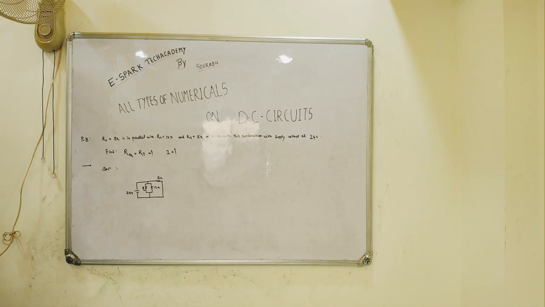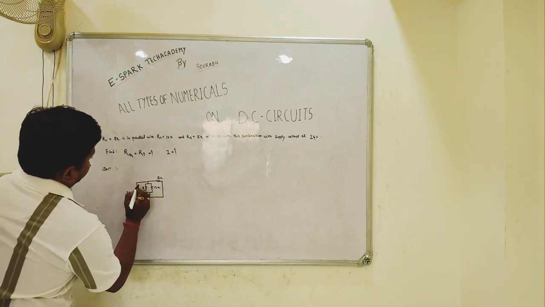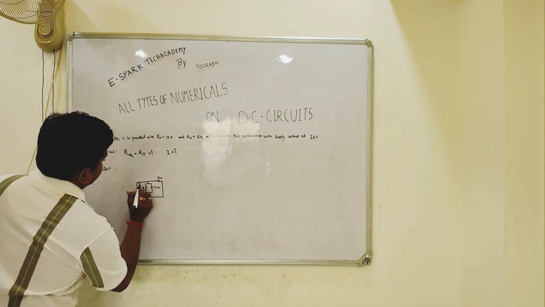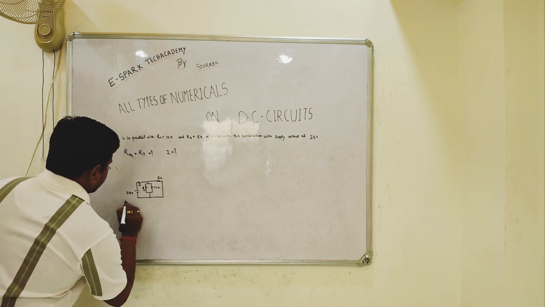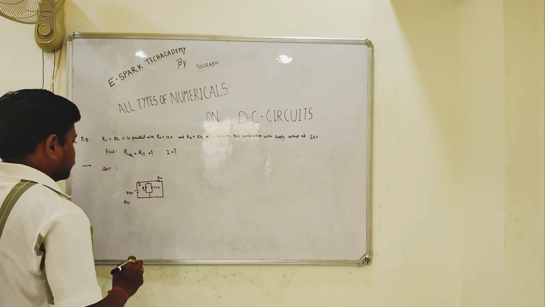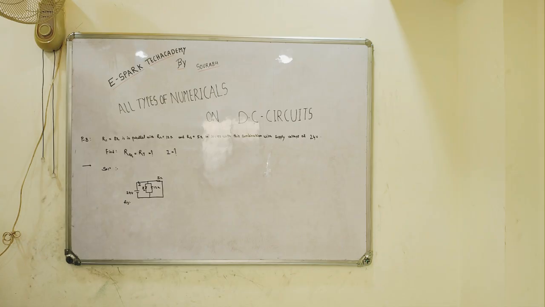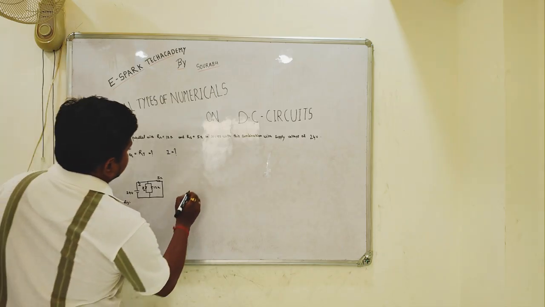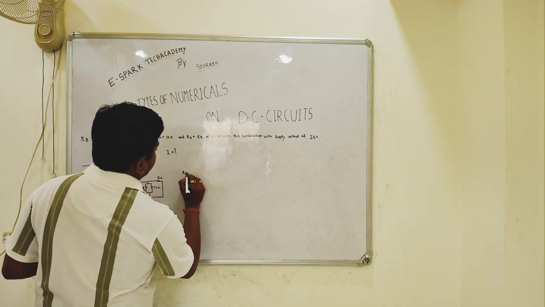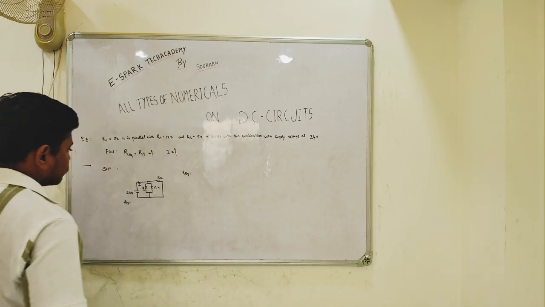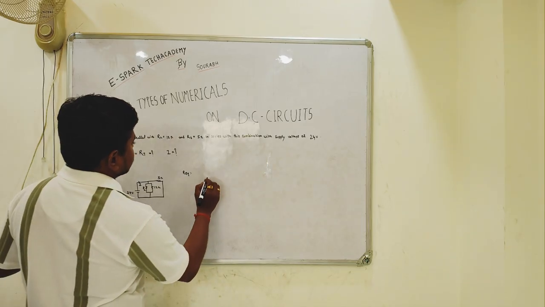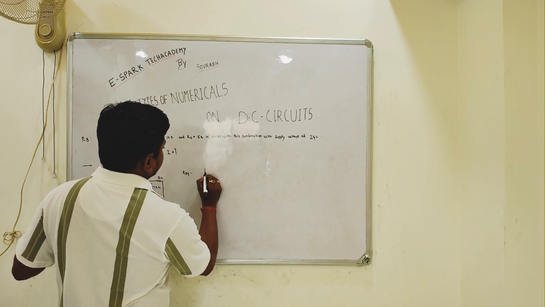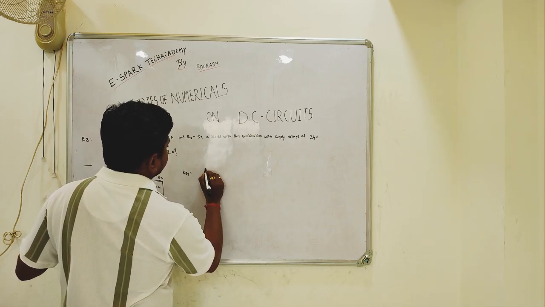Now what you have to find is the main current and the R equivalent. First we will calculate the R equivalent. Now when we calculate R equivalent, you just have to open circuit the voltage source. Here your circuit will look like this.